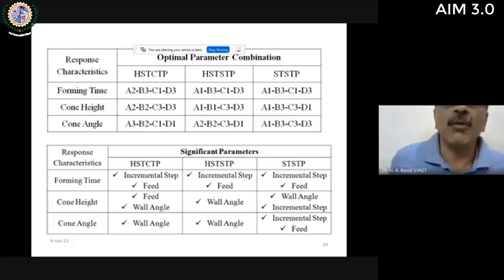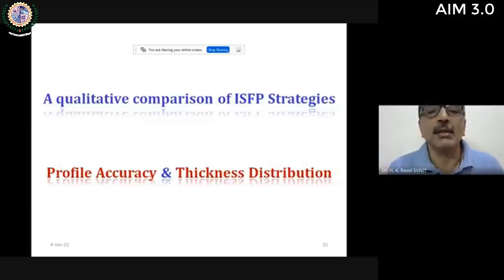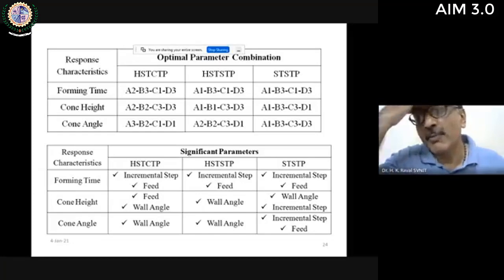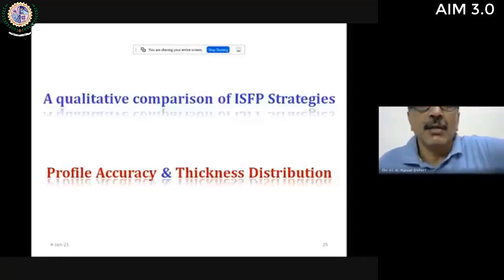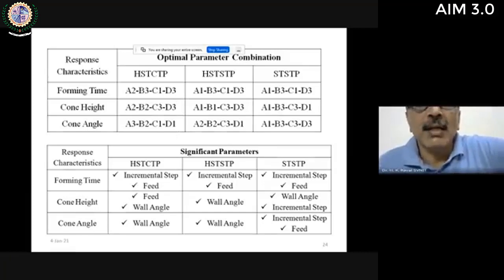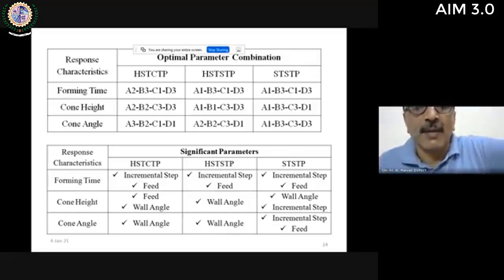And this is the combinations of the optimal parameter findings, which are shown here for different strategy: hemispherical tool with contour tool path, hemispherical tool with the spiral tool path, and the spherical tool with the spiral tool path. These are the few findings, and after this, it was found that C and D, which are defined as the depth angle and the incremental depth, are the few governing parameters which are considered significant.